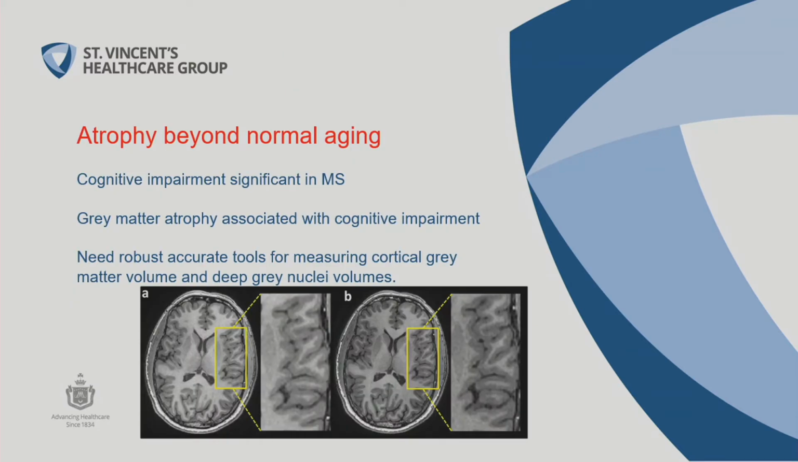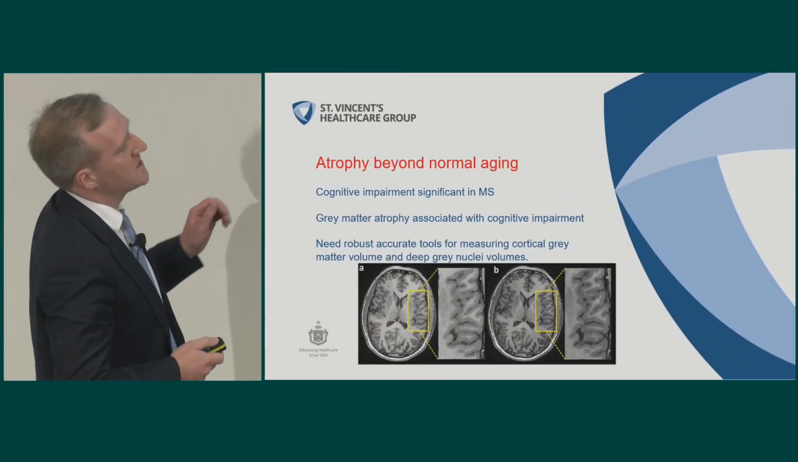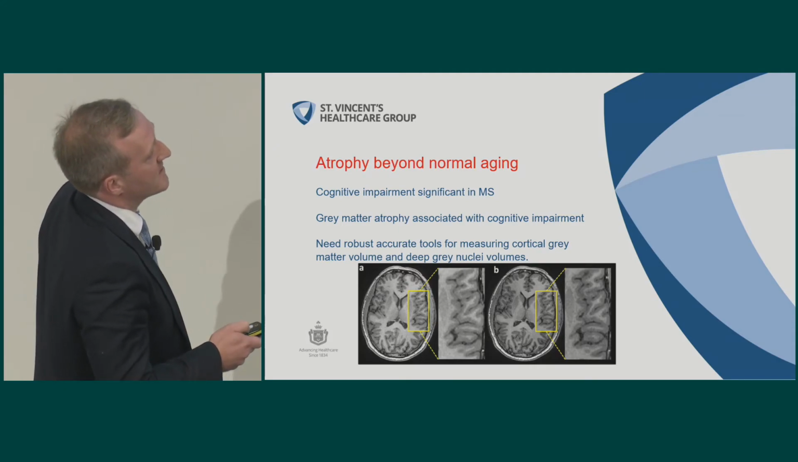The other thing that is very important in people with MS is atrophy. They get cognitive impairment, loss of grey matter. It's a huge concern. It's an area that therapy hasn't targeted for these patients, and we need really good tools to measure grey matter and measure it over time as it changes.